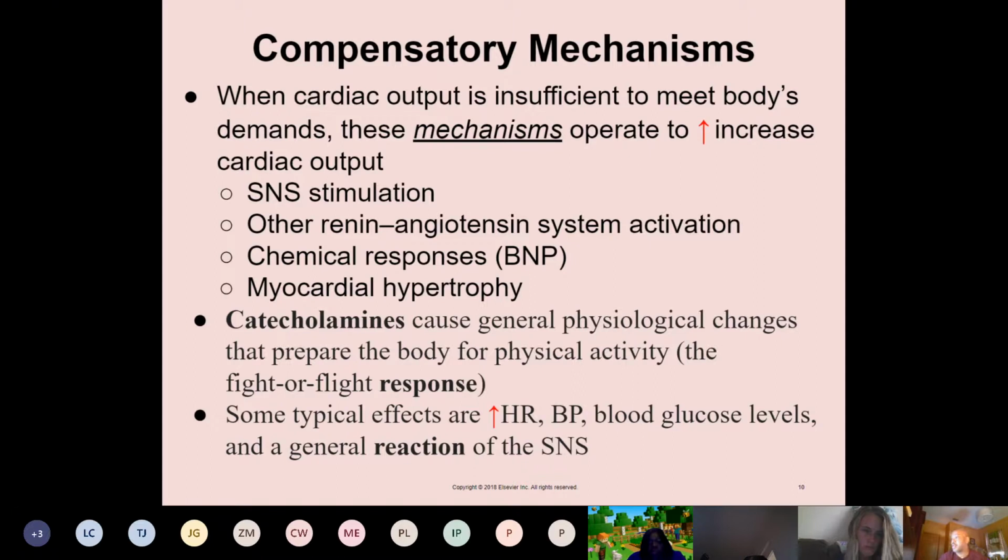All right, so can anyone explain to me the next compensatory mechanism? And again, all this is happening because our tissues and organs are deprived of oxygen and nutrients due to a decreased cardiac output because the heart has failed. It's failing as a pump. So can anyone explain to me the renin-angiotensin system activation?